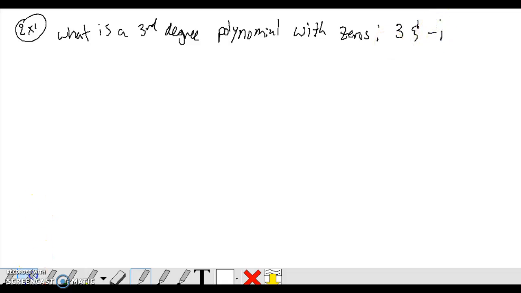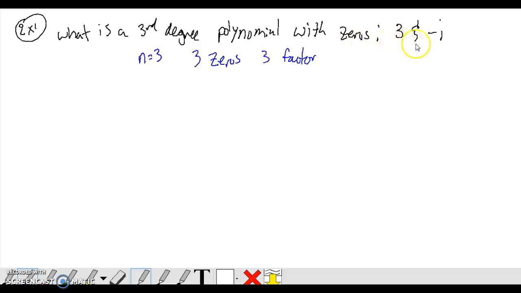So that's my question. A couple things we know is that it's a third degree, which means my highest degree should be n is equal to 3. I should have 3 zeros, and I should have 3 factors. Those are our 3 things.